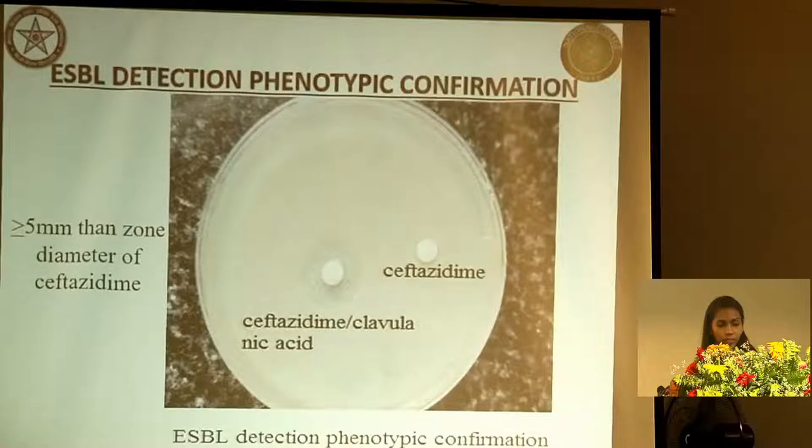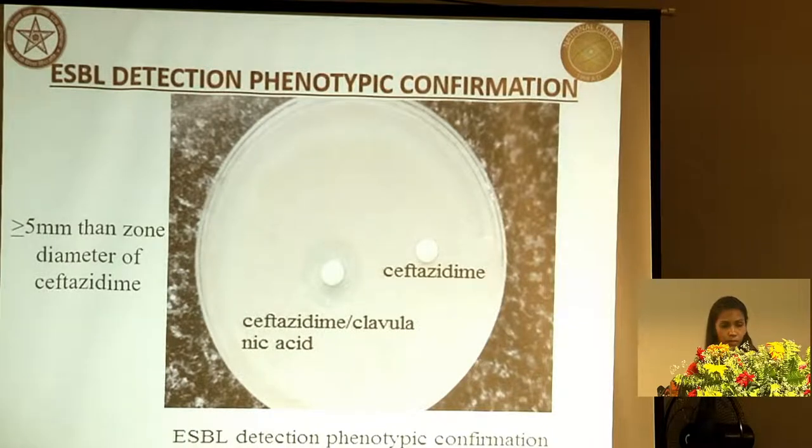This is the phenotypic confirmation of ESBL producing bacteria in this test. A group of cephalosporin antibiotics, ceftazidime and ceftazidime with clavulanic acid, is used here. A zone diameter increase of more than or equal to 5 mm for ceftazidime with clavulanic acid indicates that the bacteria is an ESBL producer.